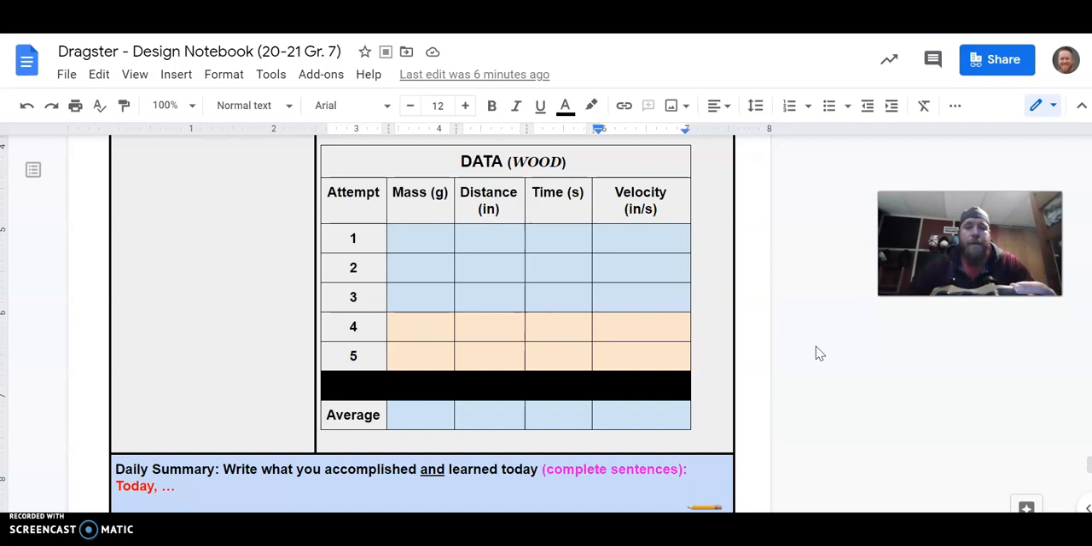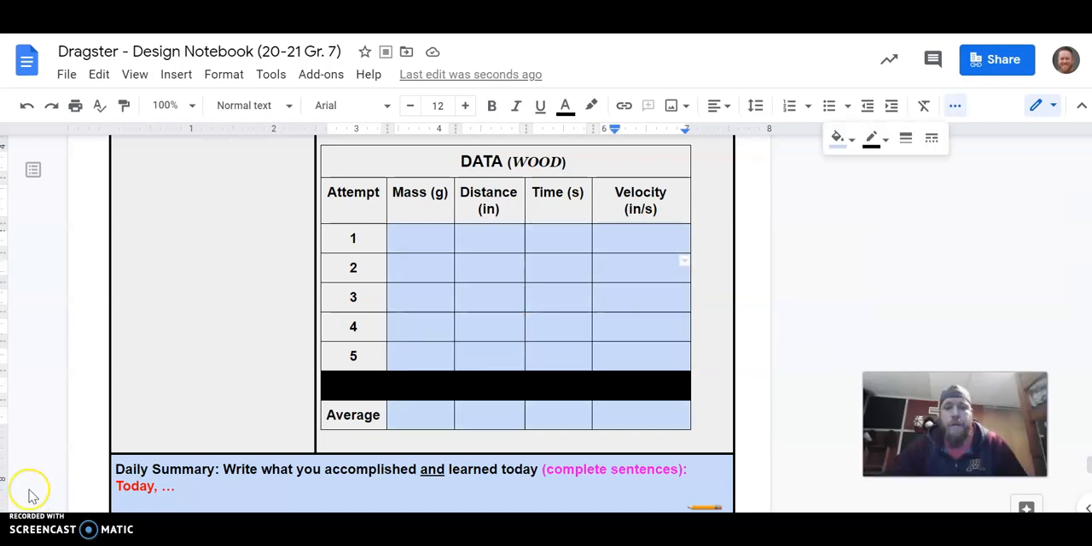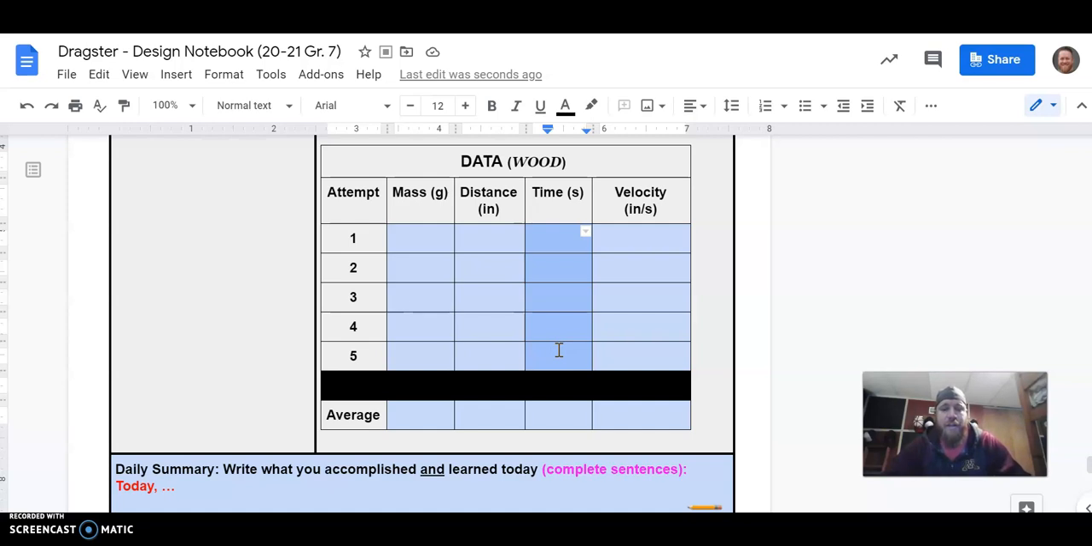If you were in class and you're able to actually test this out on the track, you're going to have, using the scale, again, your mass. You're going to have the total distance that it made towards the end of the track. The time is measured on the stopwatch from the time you started the car until it stopped or made it to the end of the track. And then you're going to use that information to calculate velocity.